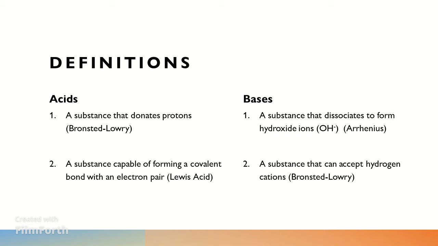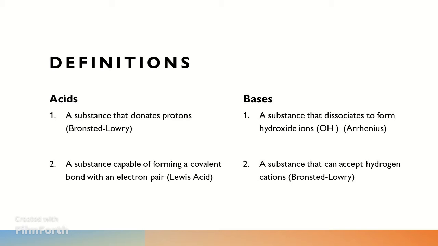On the acid side, there's two definitions. An acid could be a substance that donates a proton, so basically a hydrogen atom, and that's the Bronsted-Lowry definition. And then the other definition, which is a little bit more broad, is any substance capable of forming a covalent bond with an electron pair, and that's called a Lewis acid.